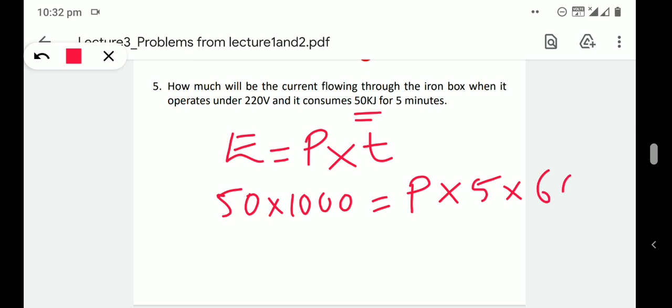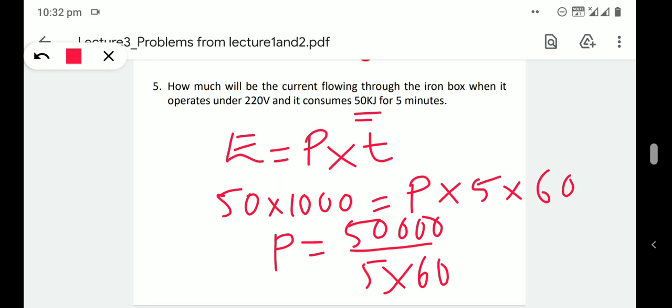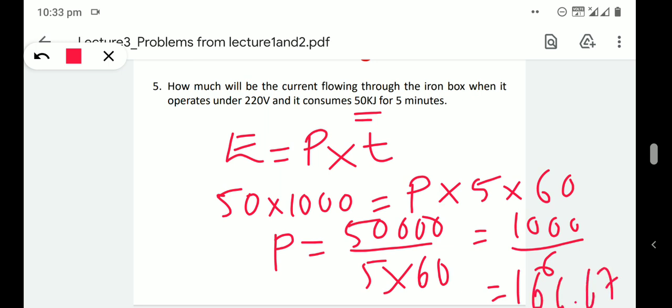So 5 into 60, where 60 is for converting minutes to seconds. So 5 into 60 seconds, and 50 into 1000 joules. From this we can find out power. Power is equal to 50,000 divided by 5 into 60. This equals 1000 divided by 6, which is equal to 166.67.